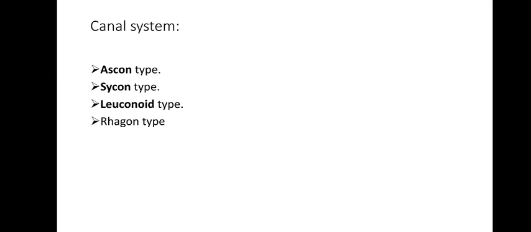And here we have one more very important, exclusive feature of Porifera, that is the canal system. This is a system of water flow from inside to outside, which is actually involved in all different kinds of physiological functions of the organism. There are different types of canal systems. There are Ascon type, Sycon type, Leuconoid type and Rhagon type. All these types we will be discussing in one of our next classes. So that's all about the general features of poriferans.